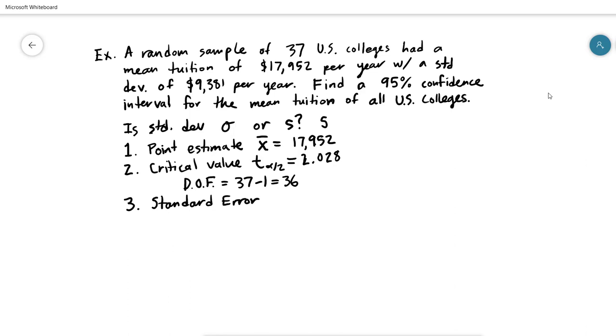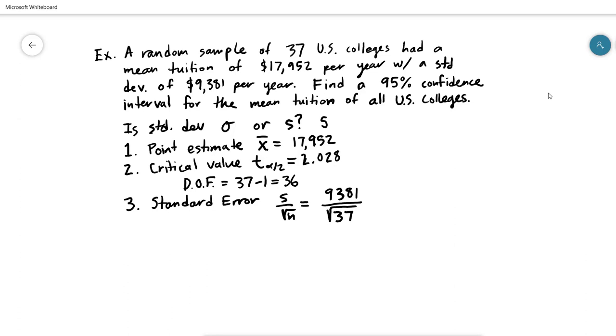And that is simply s over the square root of n. For us, s is the standard deviation of the sample. It's given in the problem. It's 9,381. And we need to divide that by the square root of the sample size. It's important to note here that means we're going to be using the 37. We do not use the 36. We don't use the degrees of freedom here. We use the actual value of n.